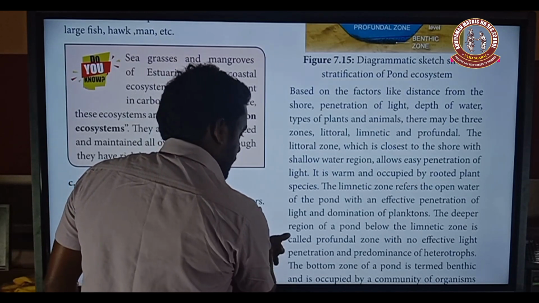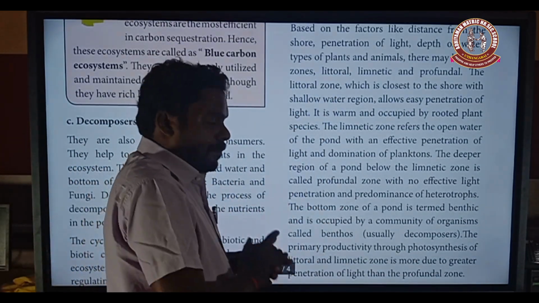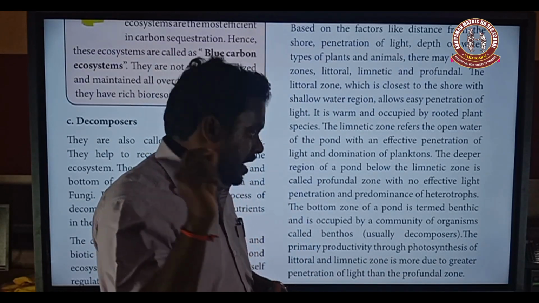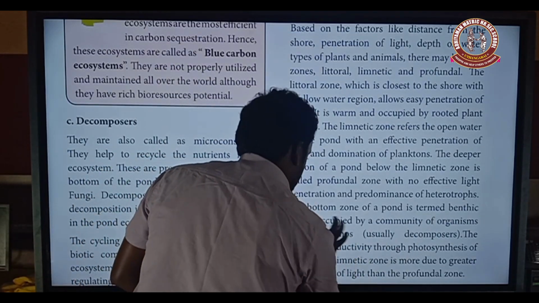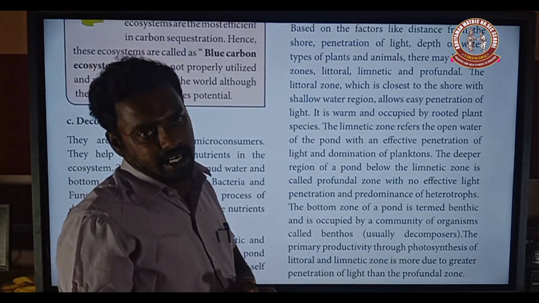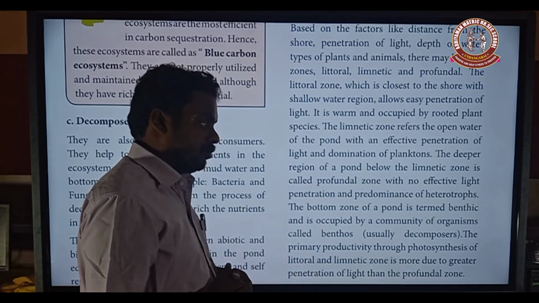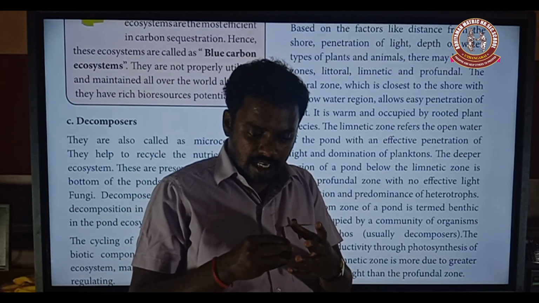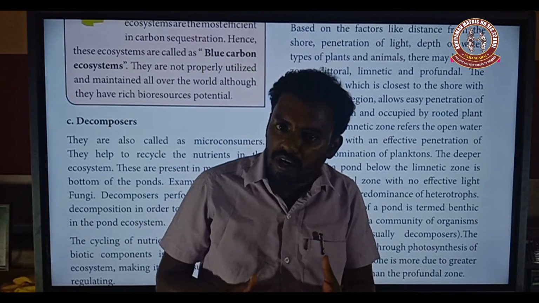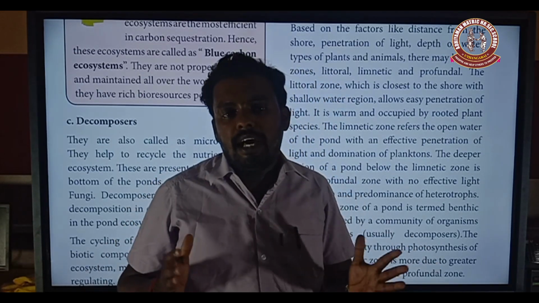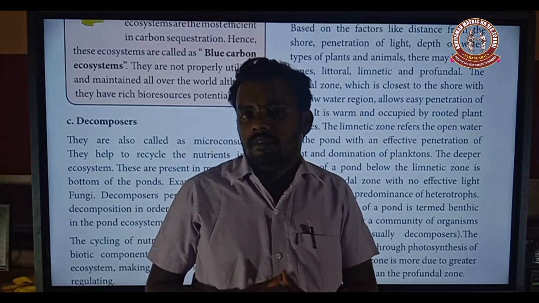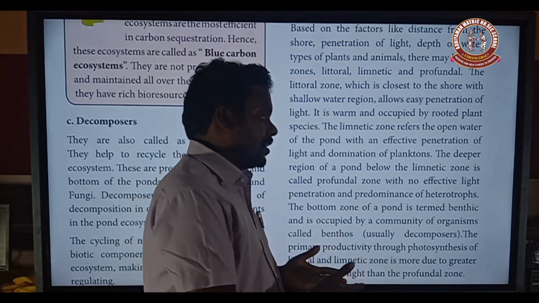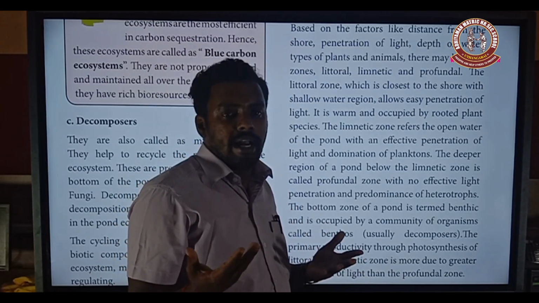Then next, the bottom zone of the pond ecosystem, next to the profundal zone, is the benthic zone, and it is occupied by a community of organisms, that means a group of organisms called benthos, usually decomposers. Decomposers means dead plant bodies or animal bodies are broken down by some organisms. Here two different types of organisms are involved in the process of decomposition. Already we know them: bacteria and fungi.